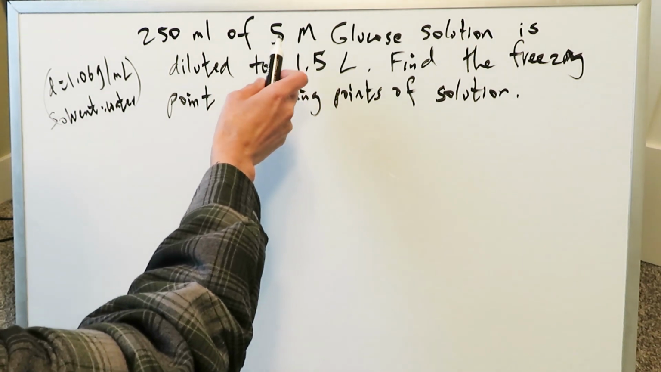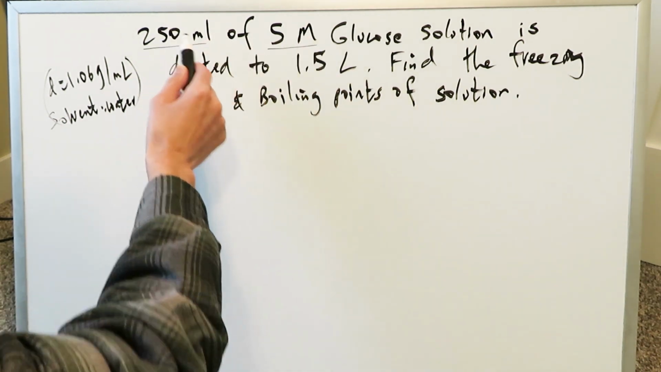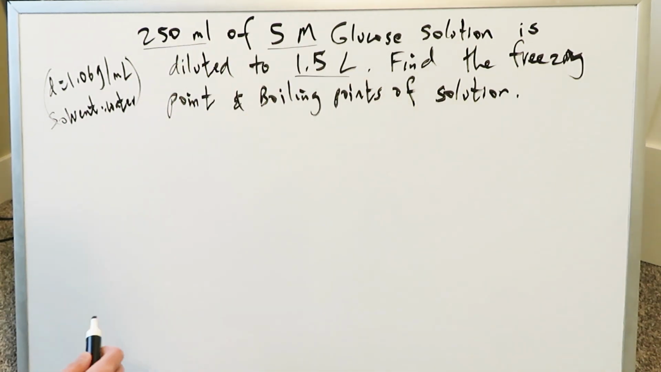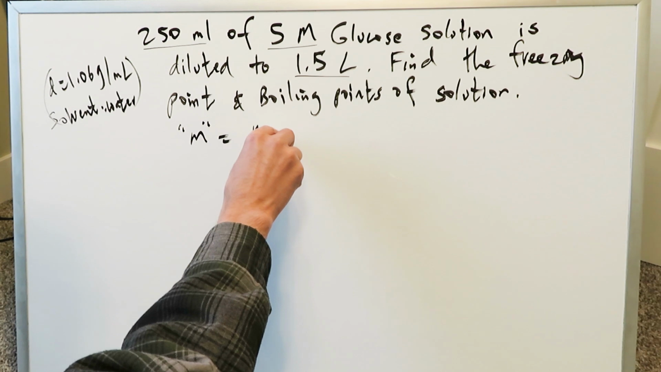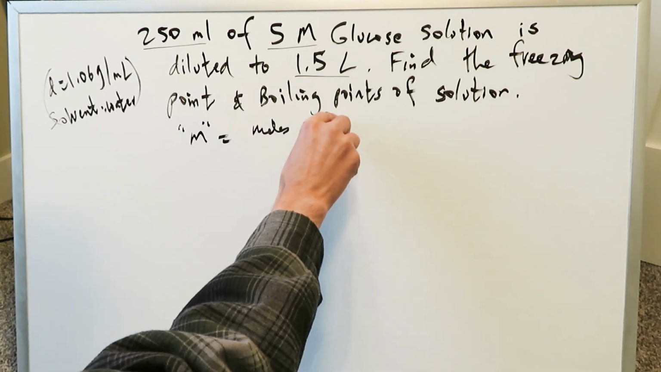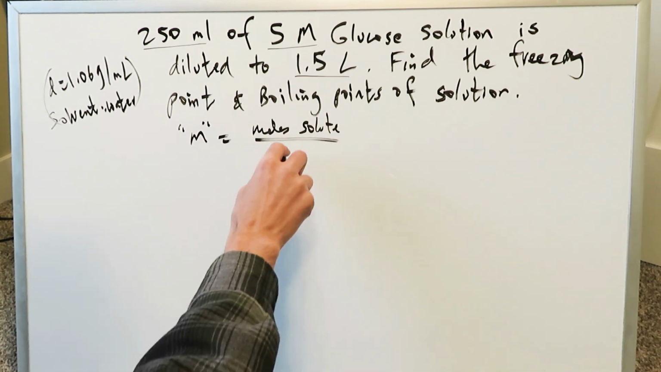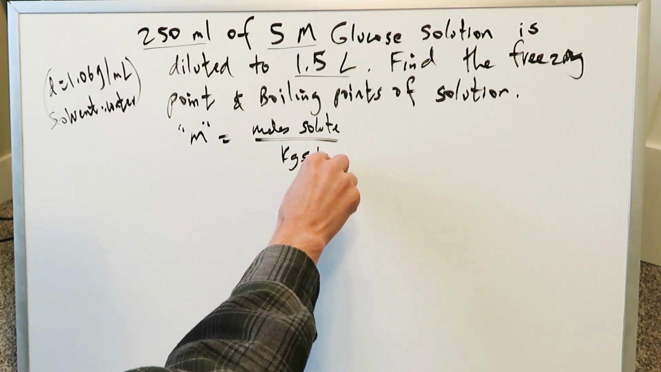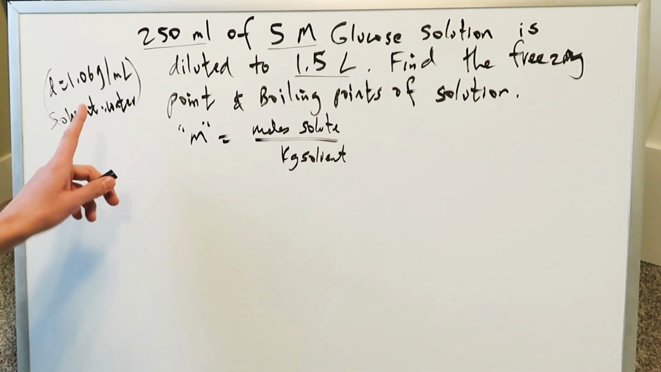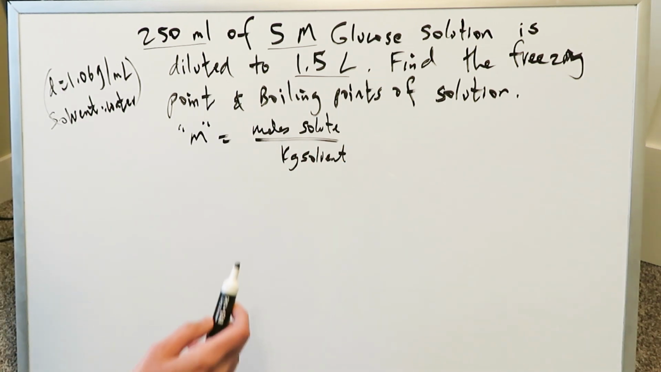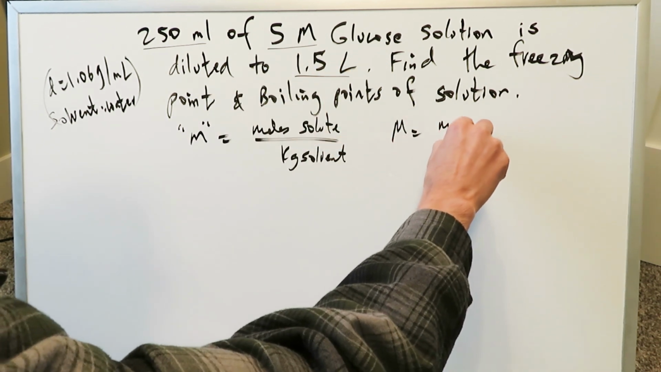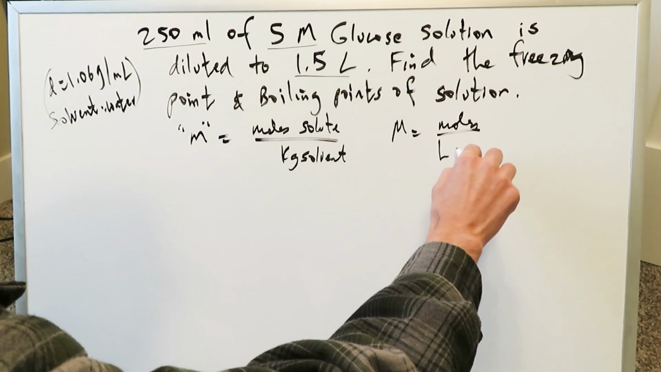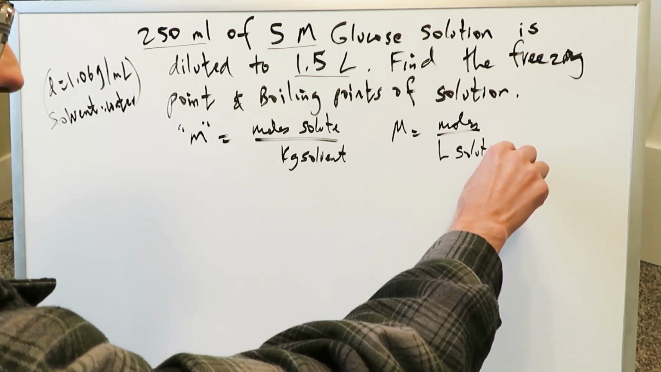Given you're starting with a molarity and a volume, and we have a resulting volume, we have to find everything else. Molality, symbolized with a lowercase m, is always equal to moles of your solute, which here is glucose, divided by the kilograms of solvent, which here will be water because that's our solvent. We also know molarity, capital M, is equal to moles divided by liters of solution. We have all of this.